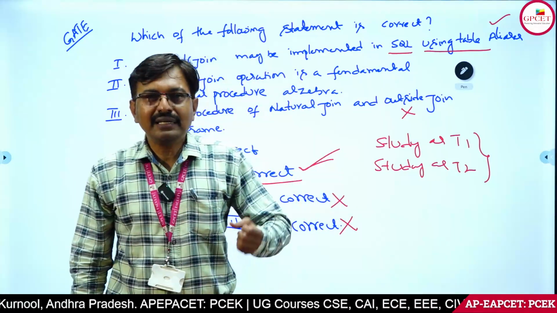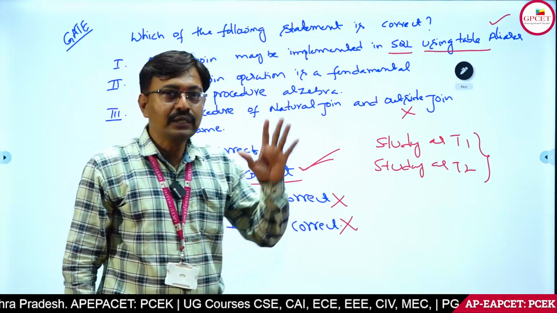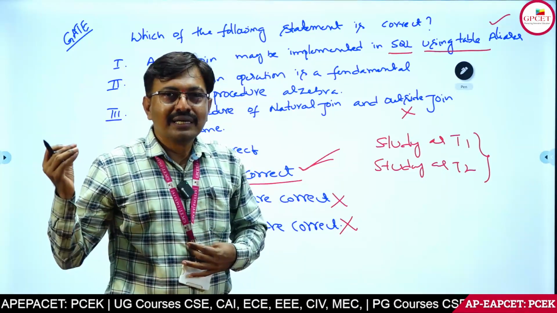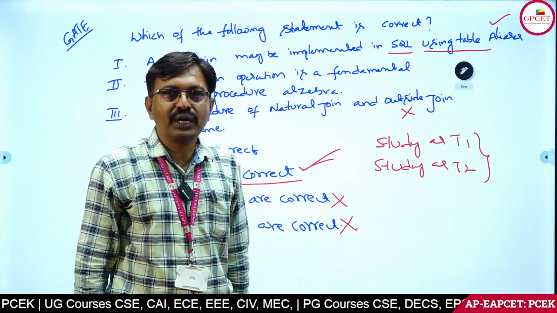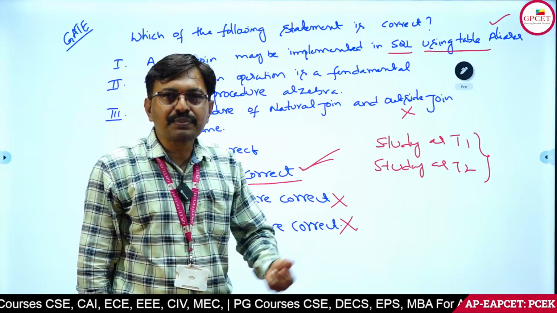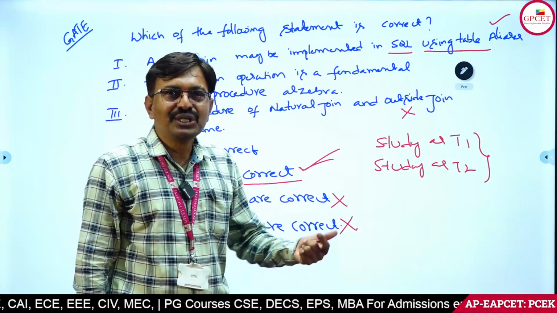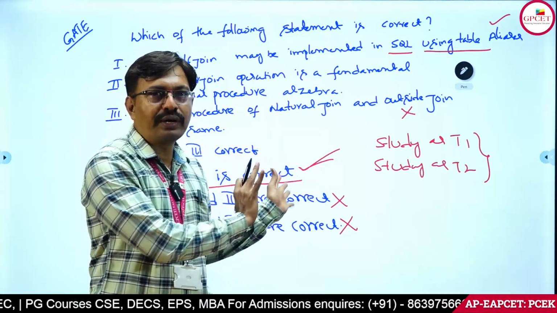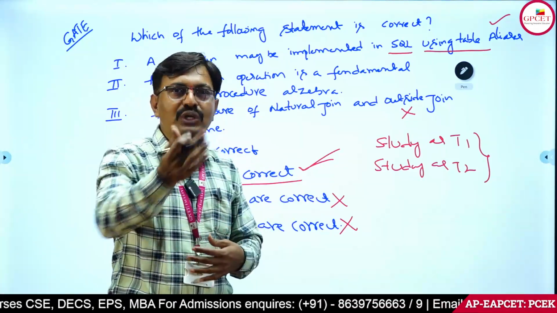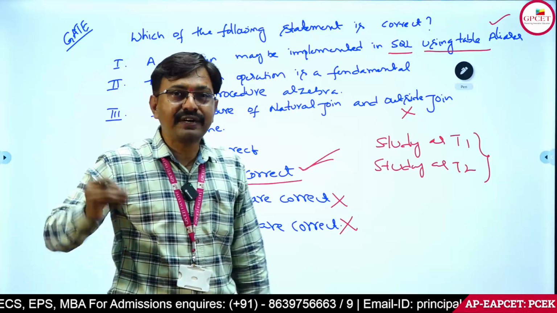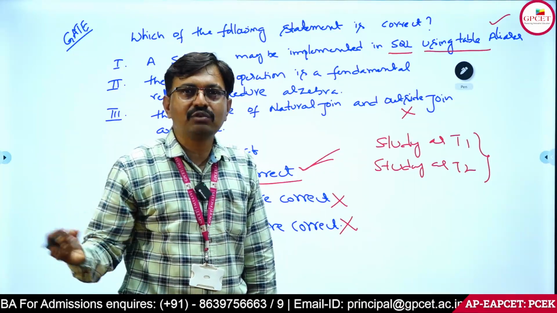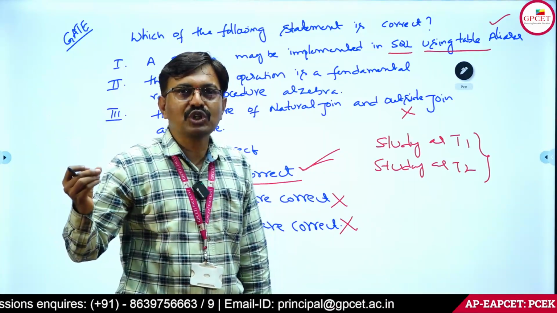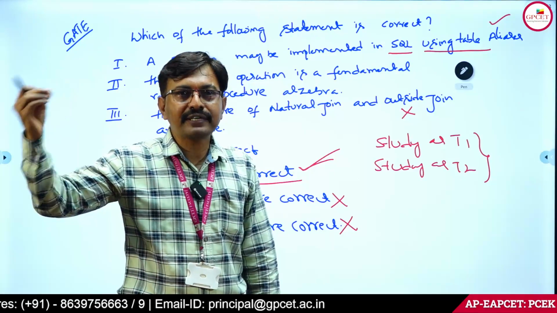There are two types of joins: one is the inner join, the second is the outer join. Inner join includes cross product, conditional join, natural join and self join. The inner join is over. Outer join, we will see in further classes: left outer join, right outer join, full outer join.